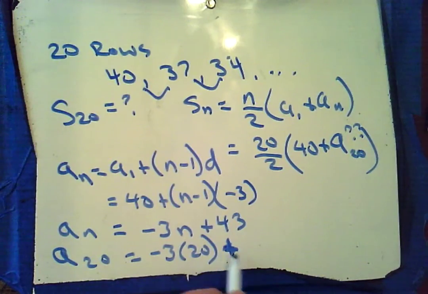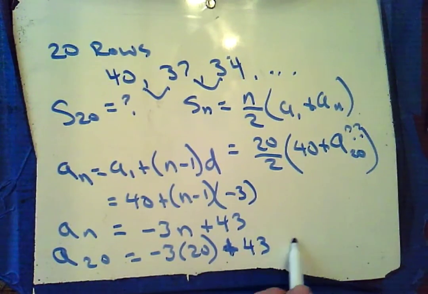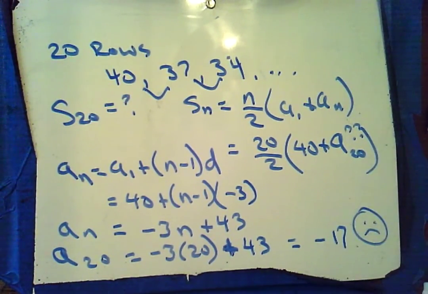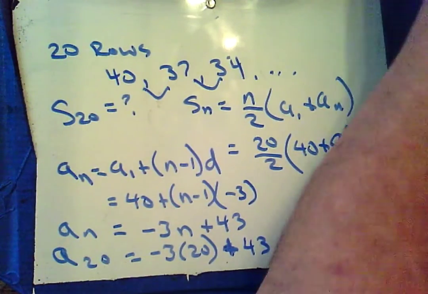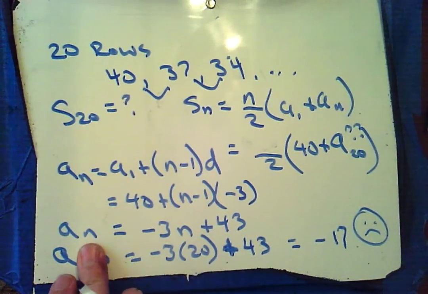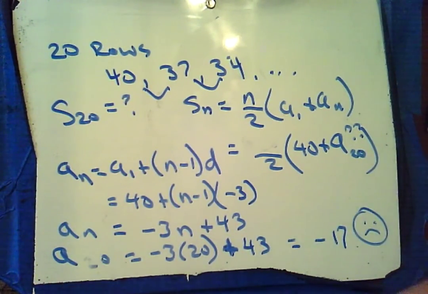Mr. Kukla, that's not possible. You can't have negative seats. Wah, wah. Well, I'm going to finish off the problem anyway, but I'm definitely going to change this to be 30 rows for next time. Oh, sorry. Not 30 rows. 20 was too many. How about 15 rows?